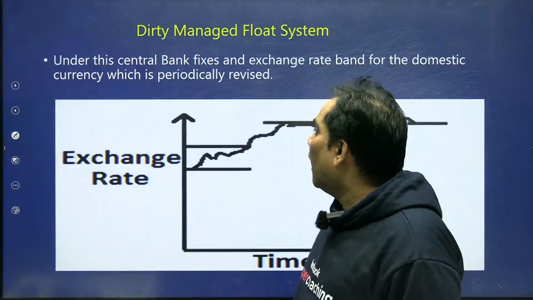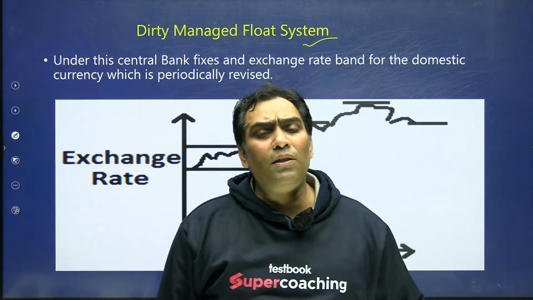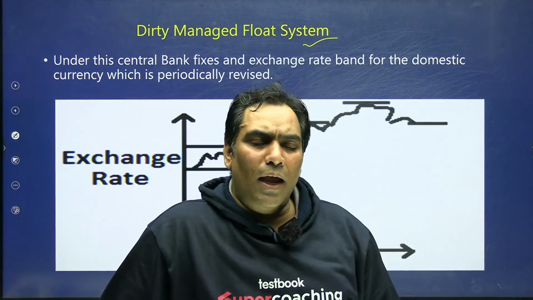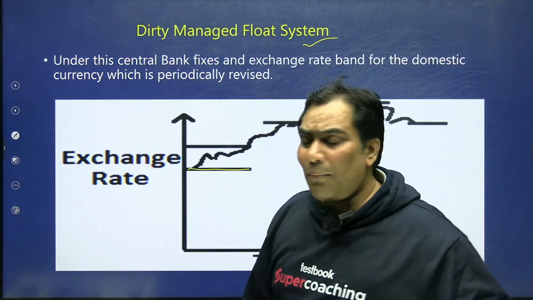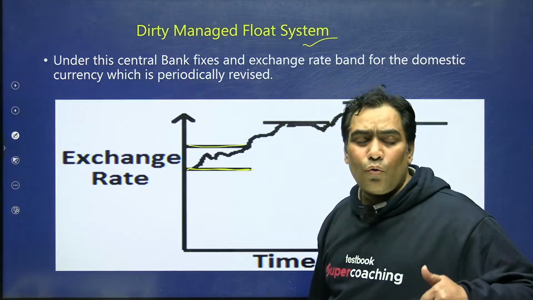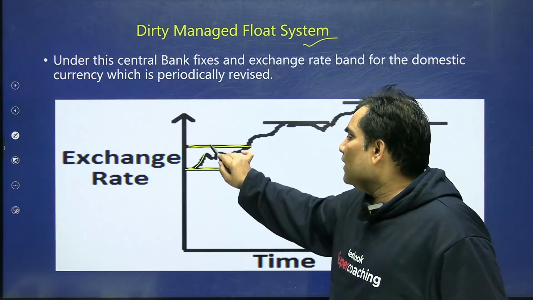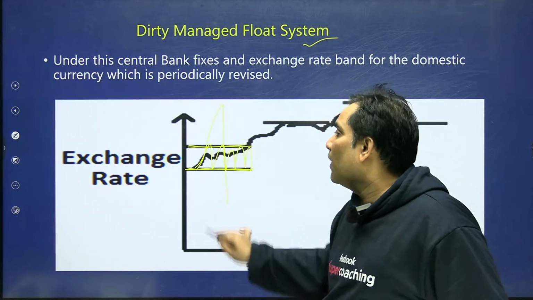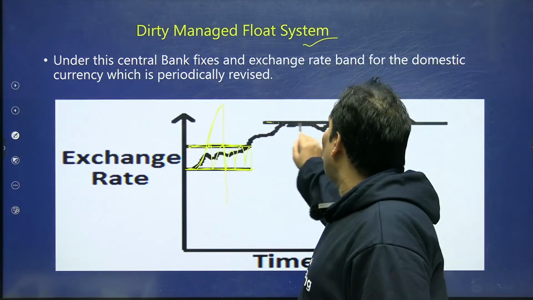And in case of India, we are following dirty float, dirty managed float. What is the meaning of dirty managed float? Under the dirty managed float exchange rate system, RBI is going to fix the lower band and upper band of exchange rate. If it is within the bands, RBI will not intervene. If it crosses the upper band or the lower band, the RBI will intervene, and this upper band is periodically revised.